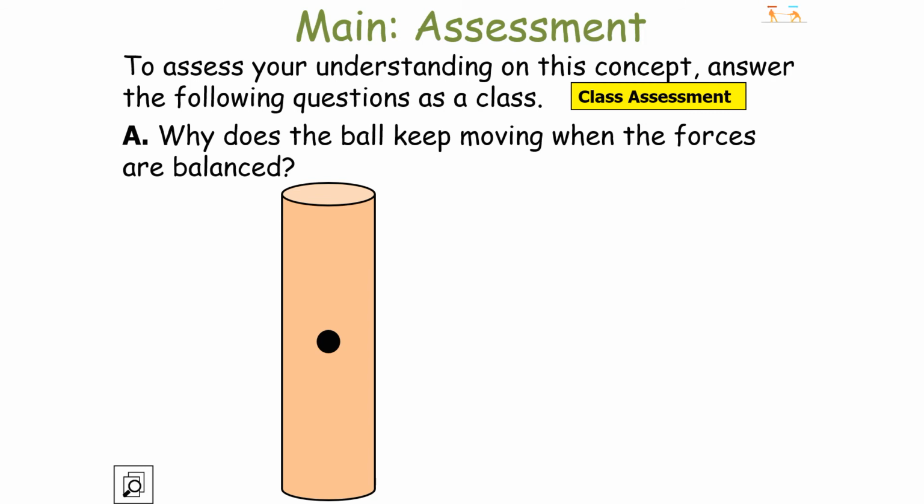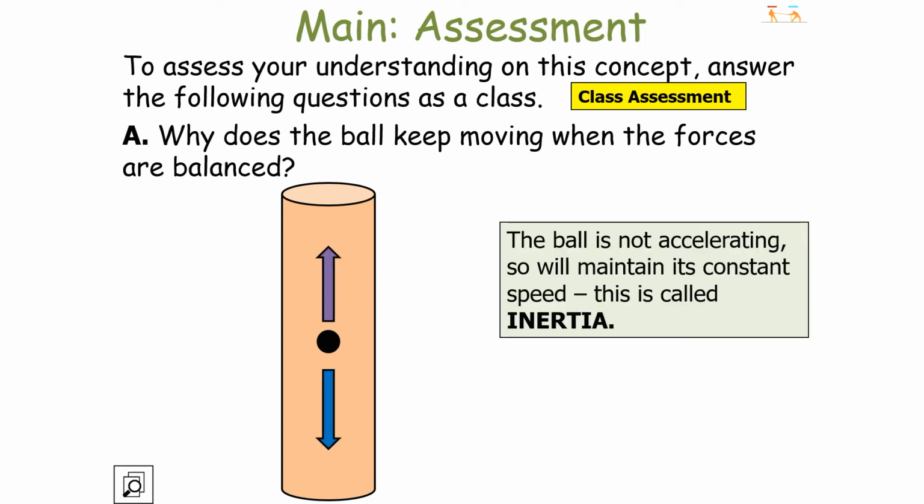But why will our ball keep moving even though the forces are balanced? It's because the ball is not accelerating. A resultant force causes acceleration. No resultant force, no acceleration. So the ball will maintain its constant speed.